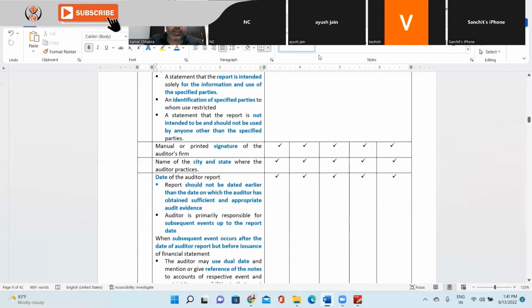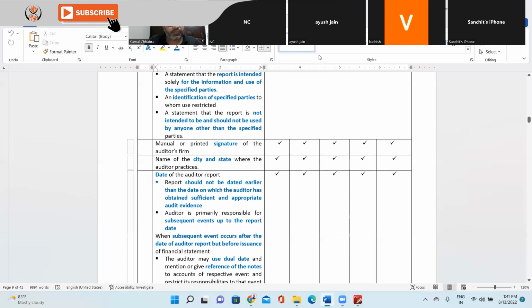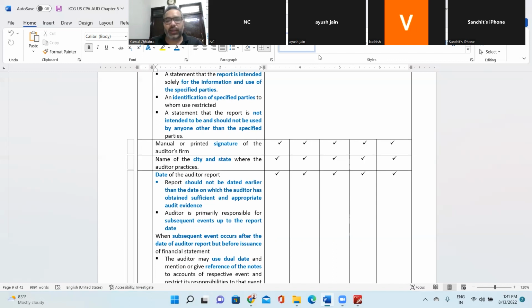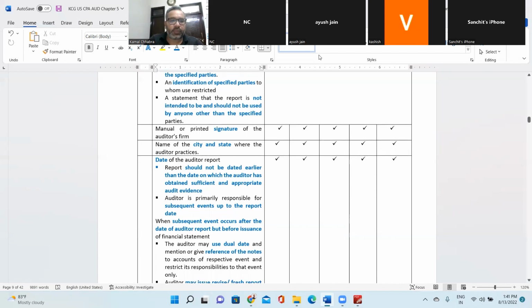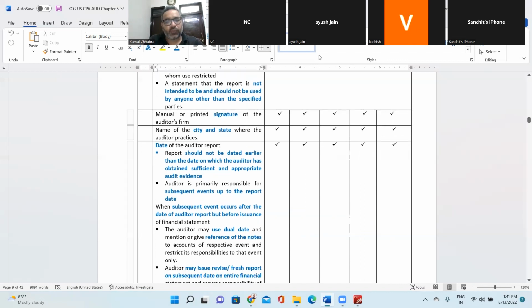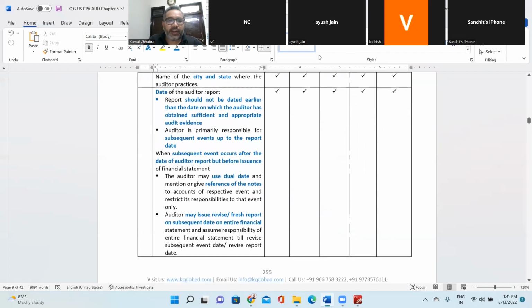Okay, then last thing is manual or printed signature. As an auditor, you need to be signing whenever you are issuing any kind of report. Name of the city and state in which your audit firm is practicing, that you need to mention. Date of the report as well, right? So you need to mention your name, signature, city, state in which you are practicing, and the date of the audit report. Now in the date section also there is something which you need to be mindful about.